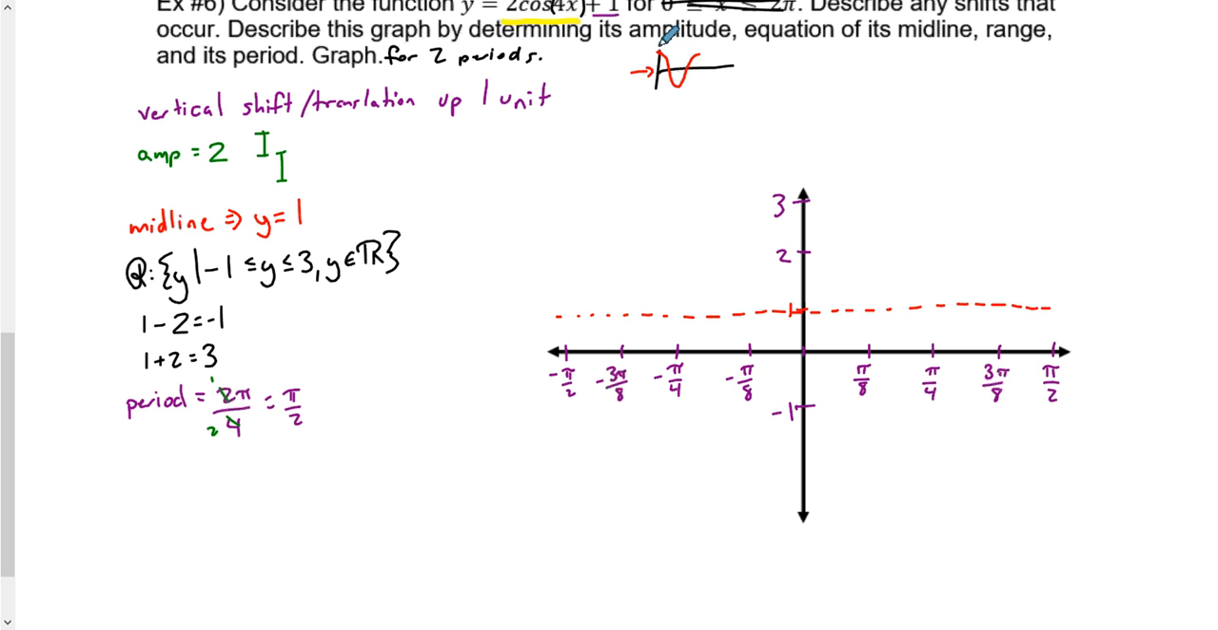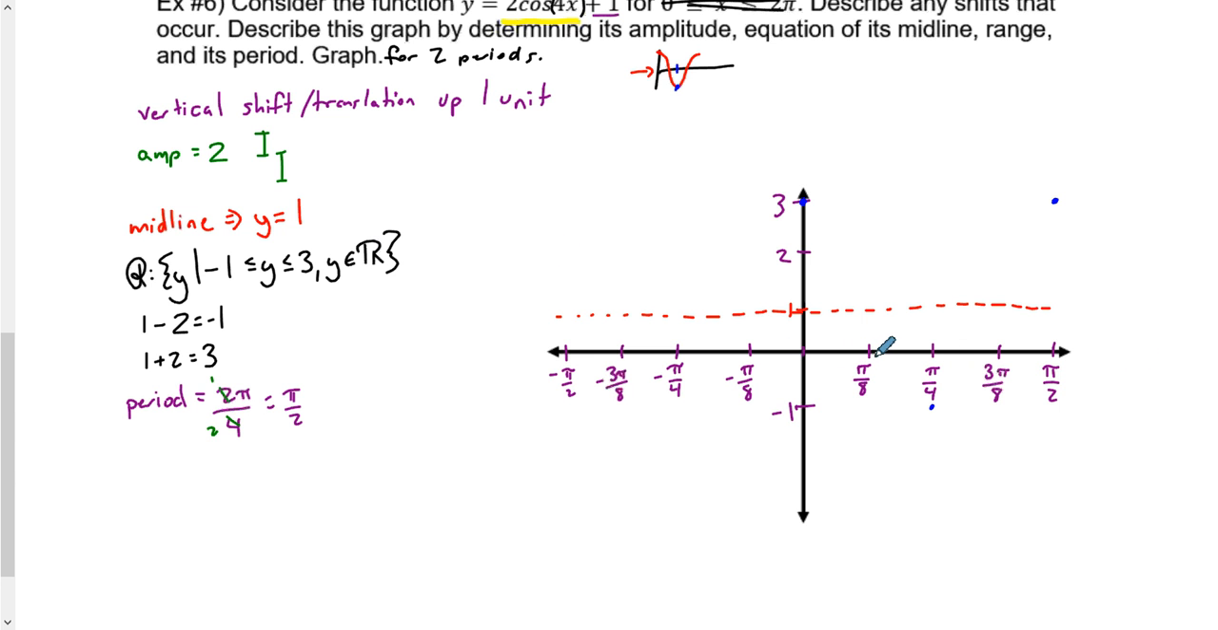Cosine graph always starts up, goes down, and back up. So we can identify a few key characteristics. It's going to start here, and it's going to end here. Now our x-intercepts are not going to be perfect because, first off, our lowest point here is halfway in between our 2 high points. So it's right there. That is not our x-intercept.